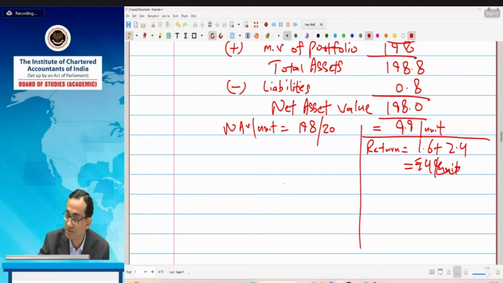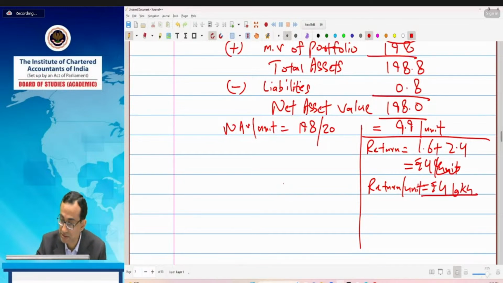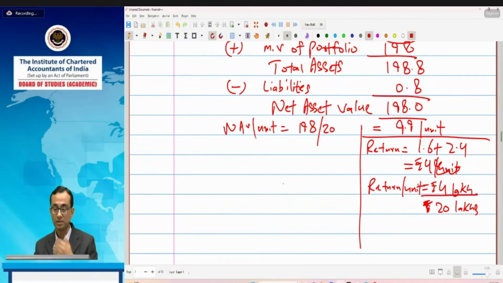You can say 4 lakh is the return, and the return per unit will be this 4 lakh divided by the number of units, which is 20 lakhs. This 4 lakh is the total dividend and capital gain: 1 lakh 60,000 is dividend, and 2 lakh 40,000 is capital gain. So we'll add both these, and we get this 4 lakh as return.